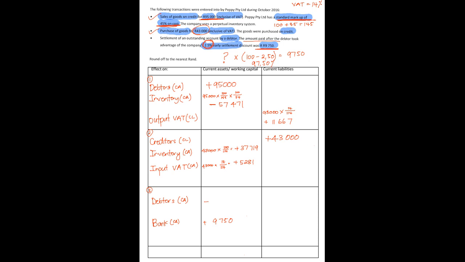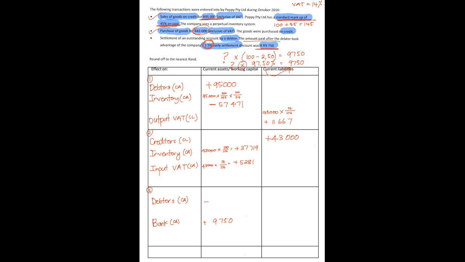So you don't know what the original amount is, but that original amount times 97.5% gave you 9750. So to work out the amount, all you have to do is use your normal mathematical rules and take this over to the other side. Since it was multiplication, it will now become division on the other side.